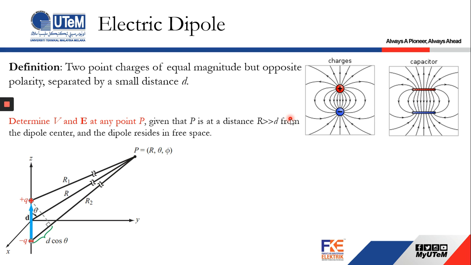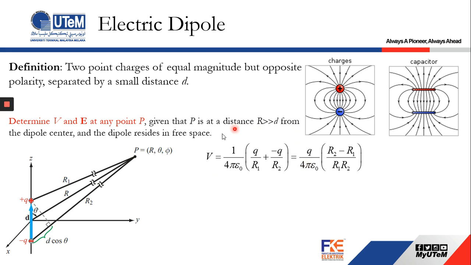Okay, so for us to be able to simplify our derivation process, we assume that the coordinate P is much farther away. So the R here, the distance, is much longer than the separation distance D here. So we are going to use spherical coordinates to represent the point P. And in order for us to derive, we go back to the equation on electric scalar potential.